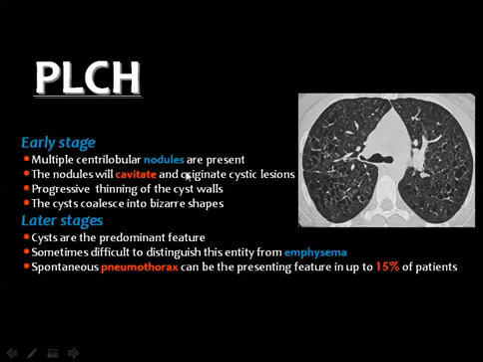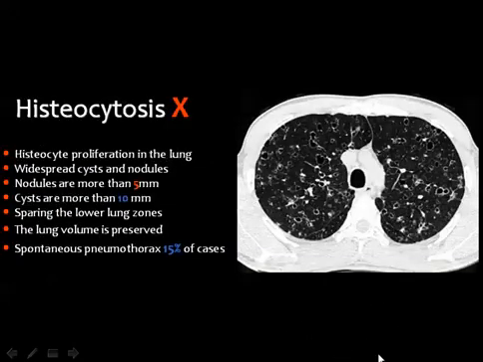Infiltration of the lung parenchyma by histiocytes will result in the formation of nodules. Then the nodules will coalesce to form bigger nodules, and the bigger nodules will cavitate, resulting in cystic spaces filled by air distributed throughout the lung. Any of these cystic changes may rupture and produce pneumothorax. The cysts are randomly distributed. They spare some areas in the lung. They have a thick wall. They are usually more than 10 millimeters in size.